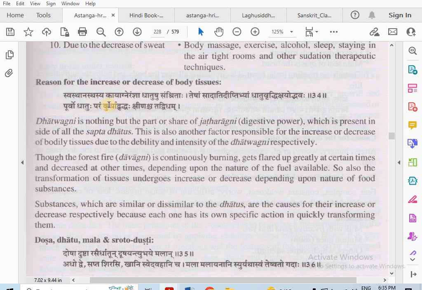Here they want to say that we have a word Dhatvagni. What is Dhatvagni? Dhatvagni is nothing but a part or share of Jatharagni, the digestive power. That is called Dhatvagni. Now this Dhatvagni is present inside all the Saptadhatus. And this is another factor responsible for the increase or decrease of bodily tissues, due to the debility or intensity of the Dhatvagni respectively.